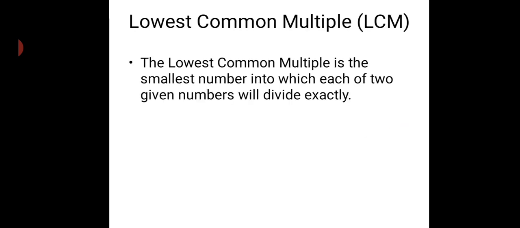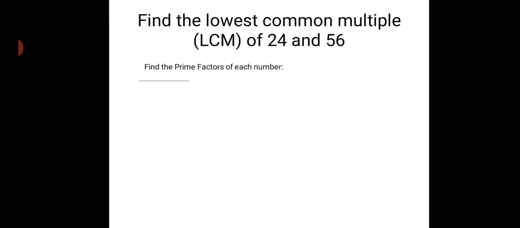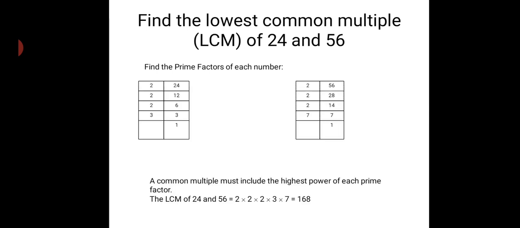Now we will see the lowest common multiple, that means LCM. The lowest common multiple is the smallest number into which each of two given numbers will divide exactly. For example, 24 and 56. There are two ways. First, you can write down all the multiples of 24 and 56 and circle the smallest common number, and another way is by prime factorization.